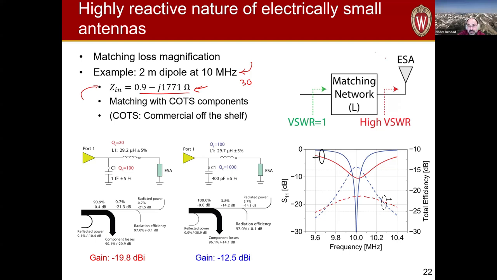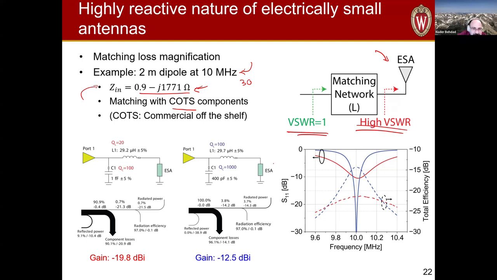So the picture is actually kind of like this. What happens here is that I have a load with a really high VSWR, which is my antenna, and I want to impedance match it to a VSWR of 1 to 50 ohms. And if you go ahead and solve this problem, and I did this in this example, I designed impedance matching networks for this with COTS components, and COTS here stands for commercial off-the-shelf components, inductors and capacitors.